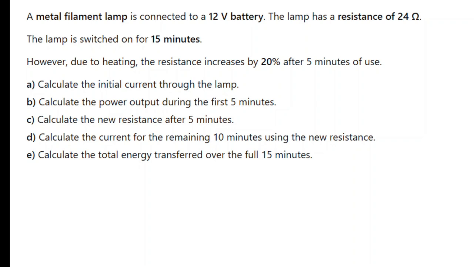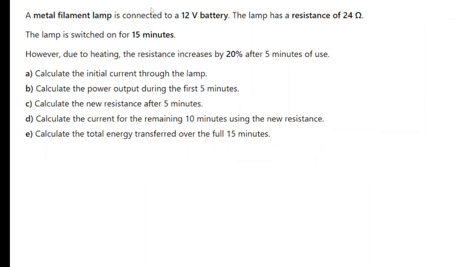Here's another GCSE exam style question. It's a slightly trickier question, I would say, compared to some of the GCSE questions that are pretty straightforward. But it's not too difficult, but there are certain calculations you need to be careful with. So I would like you to give it a try first, and I will talk you through the answer in a bit. A metal filament lamp is connected to a 12-volt battery.